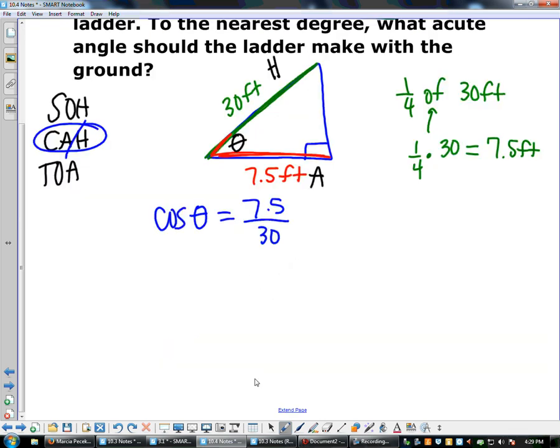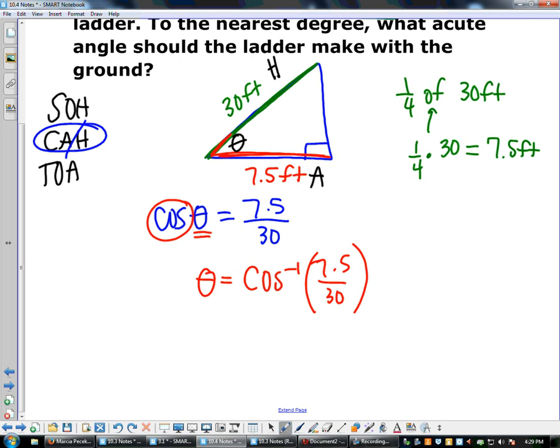But now we know about inverse trig functions, so now we actually can find what our angle measure is. If I want to solve for what this angle is, I need to somehow deal with this cosine that is here. The way that we will do that is we're actually going to do the inverse. So we're going to say, okay, the angle that would provide this answer must be cosine inverse of 7.5 over 30. So it's kind of the inverse operation.